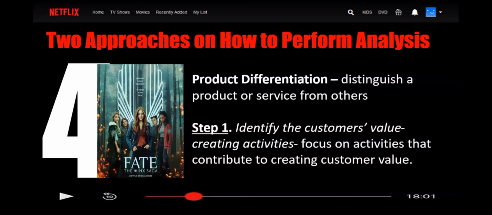And there are 3 steps on how to conduct a value chain analysis under product differentiation. Step 1. Identify the customer's value creating activities. After identifying all value chain activities, managers have to focus on those activities that contribute the most to creating customer value. For example, Apple's product success does not mainly come from great product features but from successful marketing activities, because other companies have high quality offerings too.